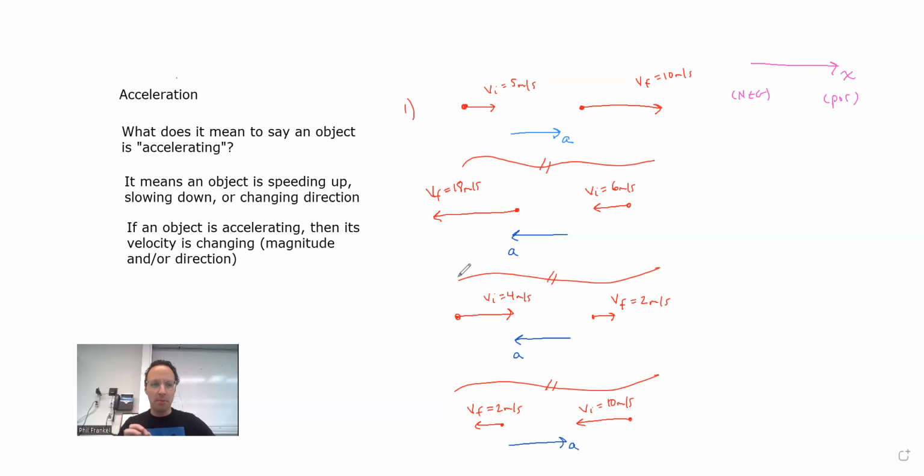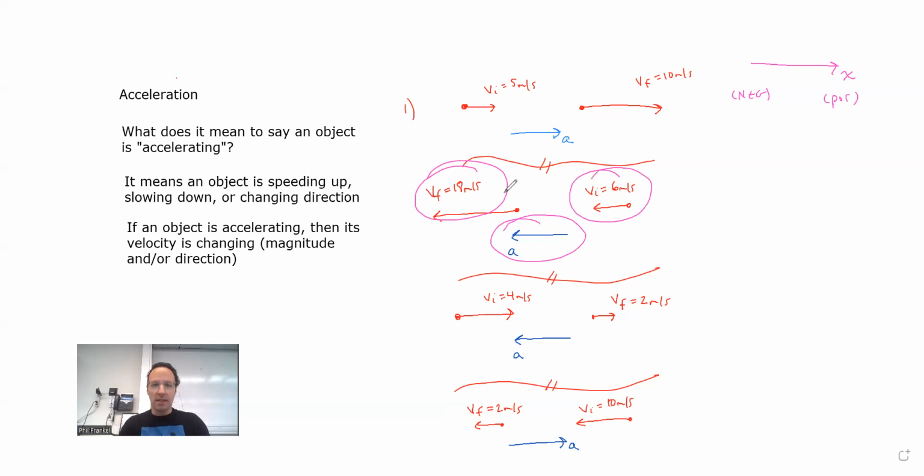But it would be a terrible mistake to think that, well, positive accelerations means speeding up and negative accelerations means slowing down. That's not true, because look at the very next example. The object's moving at 6 meters per second to the left. It has a negative acceleration because it's accelerating to the left, and it ends up moving faster as a result of that negative acceleration.